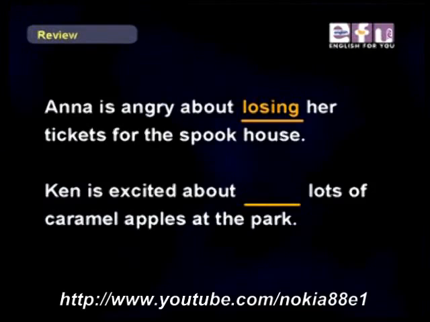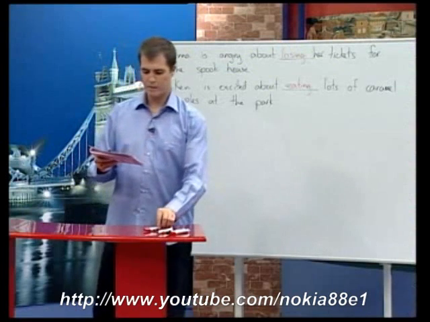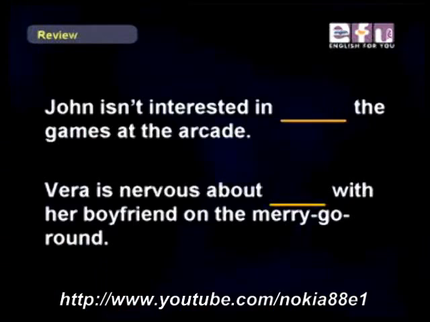Anna is angry about losing her tickets for the spook house, and Ken is excited about eating lots of caramel apples at the park. Okay, next one. Monica. John isn't interested in something, the games at the arcade. And the second one, Vera is nervous about something with her boyfriend on the merry-go-round.